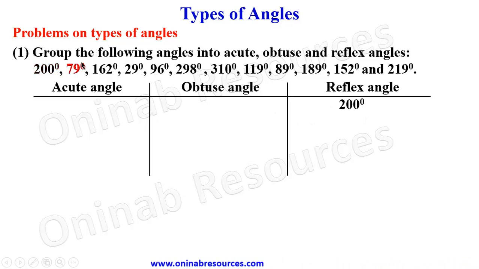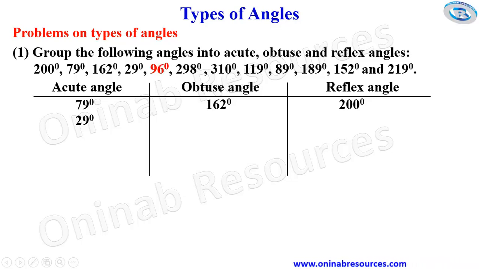We then go to 79 degrees. 79 degrees is less than 90 degrees, so we have it as acute angle. The next is 162 degrees. 162 degrees is not an acute angle because it is greater than 90 degrees, and since it is less than 180, it is registered as obtuse angle. Then we go to 29 degrees. 29 degrees is also an acute angle. We go to 96 degrees. 96 degrees is not an acute angle, so it is going to be registered as obtuse angle.